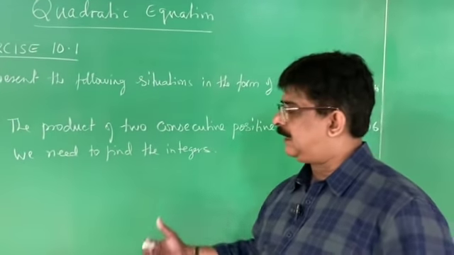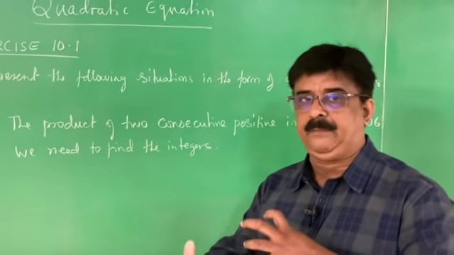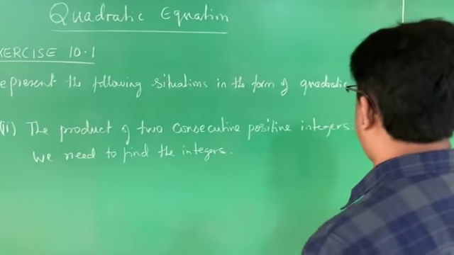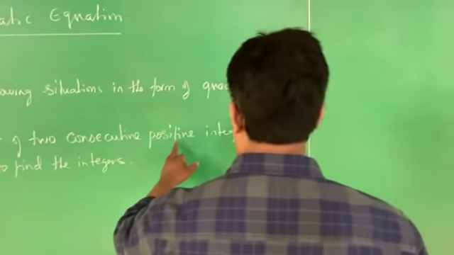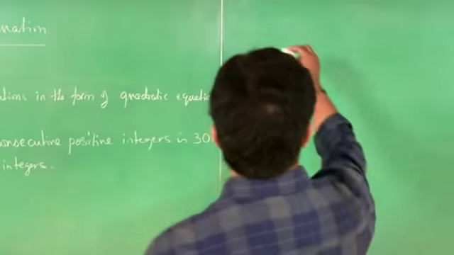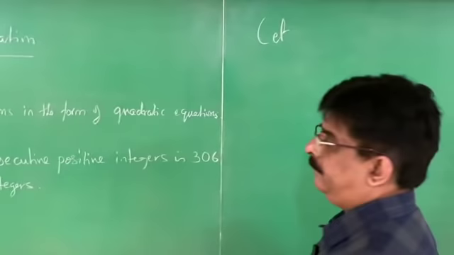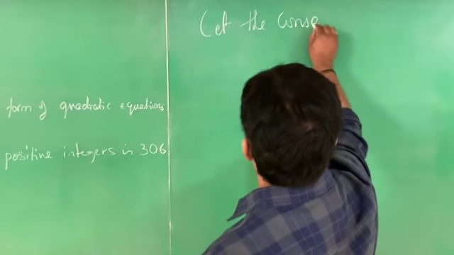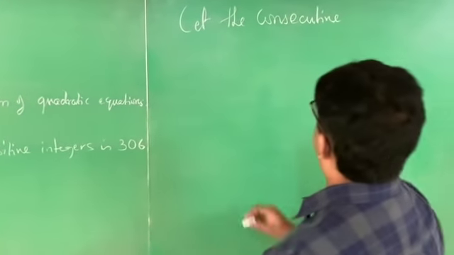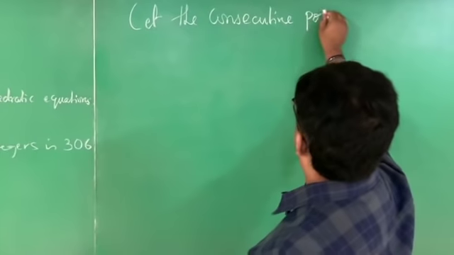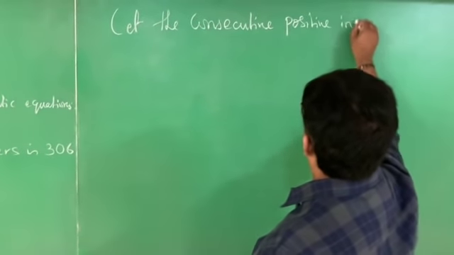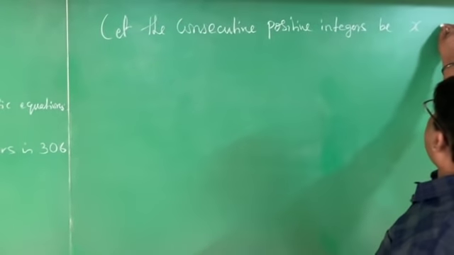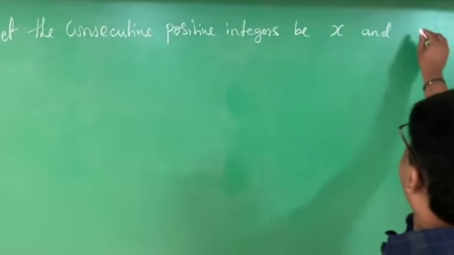To find the integers, what type of equation are we going to frame? We have to frame the equation using this statement. Very simple statement. See, they have given two consecutive positive integers. I start like this. Let the consecutive, means one after the other, consecutive positive integers be x and x plus 1.